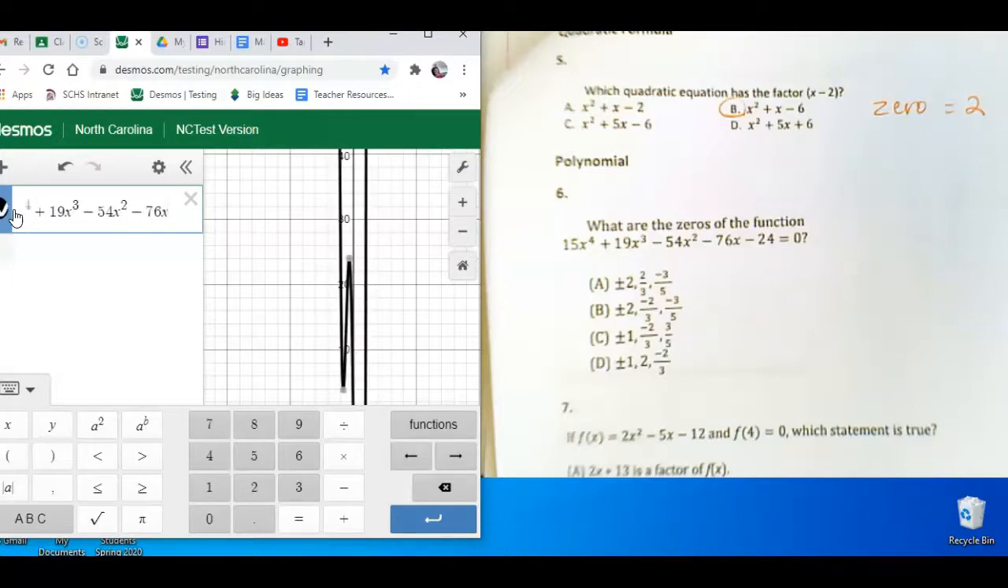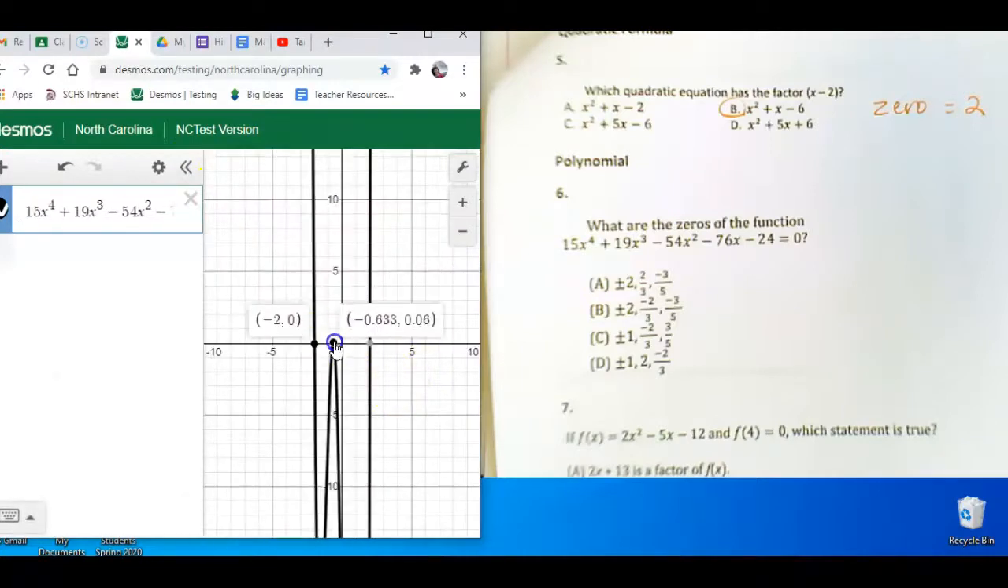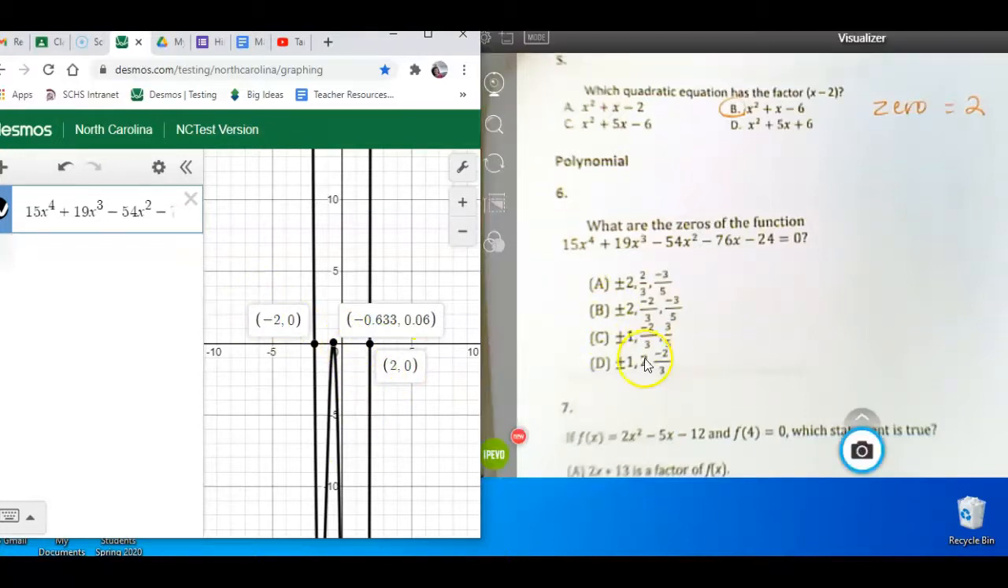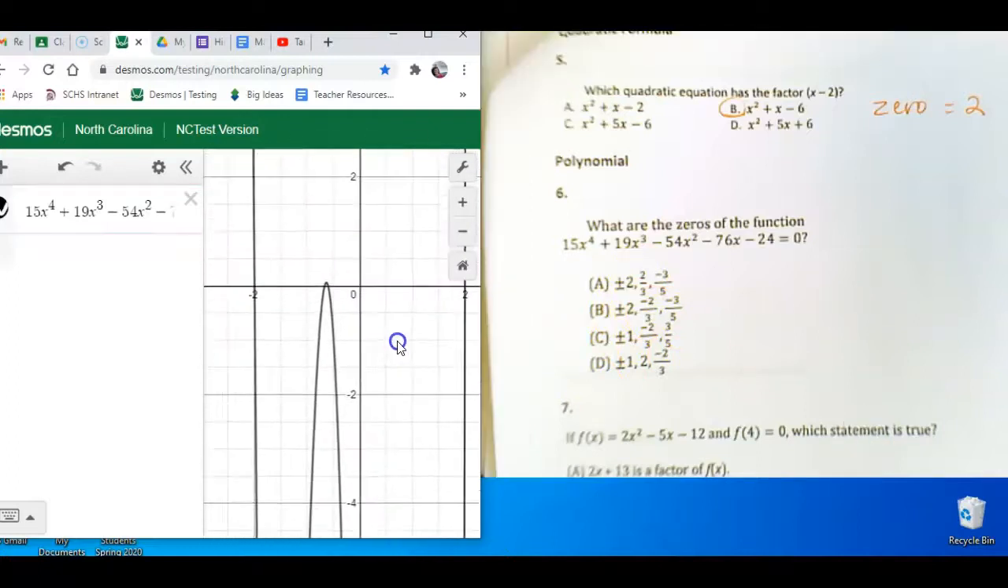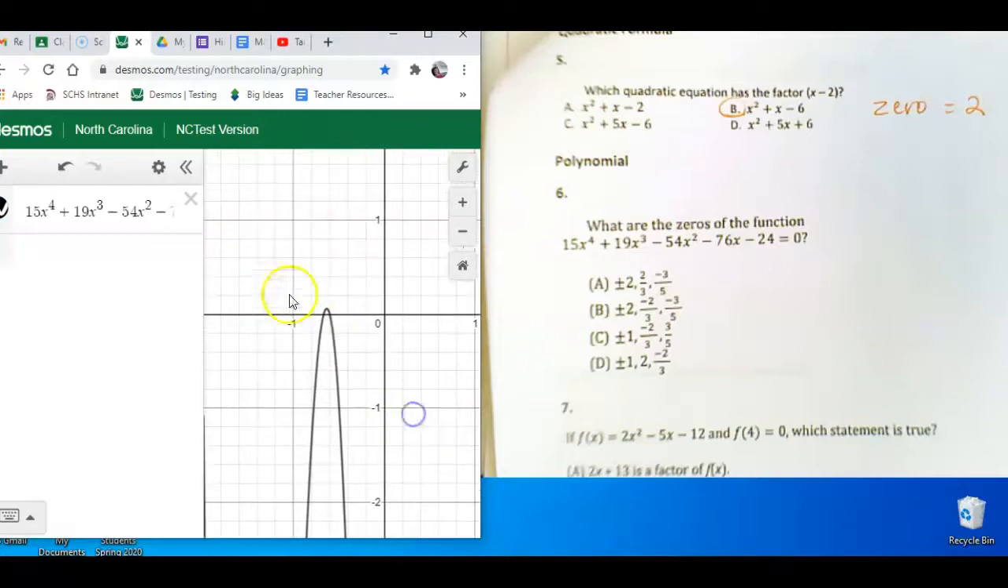Some big old numbers there. I'm going to press home so I can see a little bit better. So we know it's plus or minus 2. And it looks like there's 2 other choices there, and I can see this one here. I'm going to zoom in a little bit, see what we can see a little bit better. Aha! Interestingly enough, there are 2 zeros that I could not see.